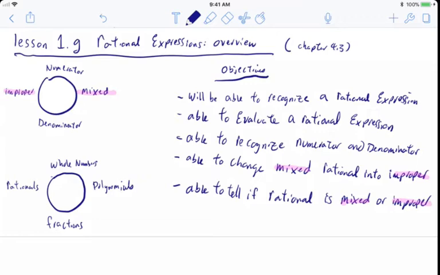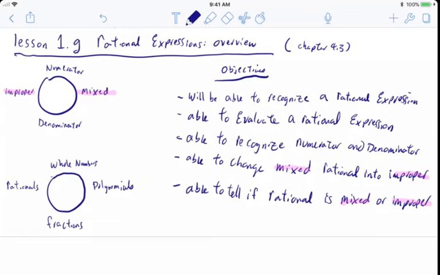So let's get going. In this video, you'll be able to recognize what a rational expression is. So if somebody comes up to you on the street and says, hey, you want to buy a rational expression, and then shows it to you, you can say, yes, that is definitely a rational expression. I want you to be able to evaluate a rational expression, which is very similar to evaluating a polynomial expression.